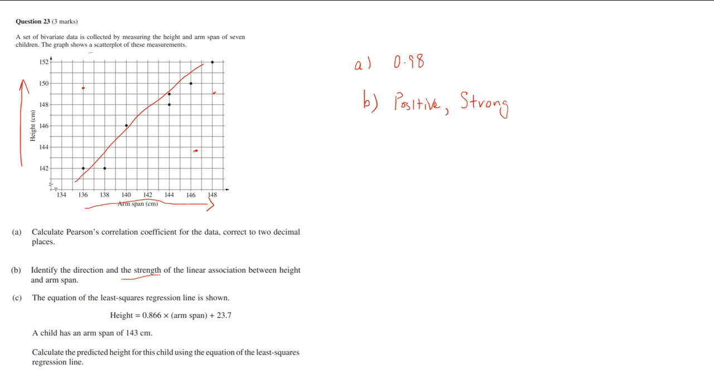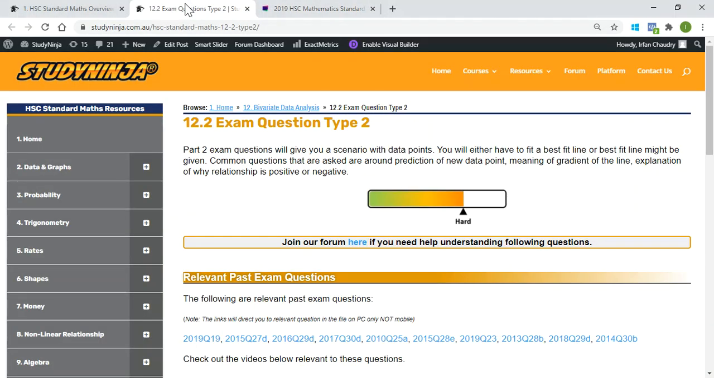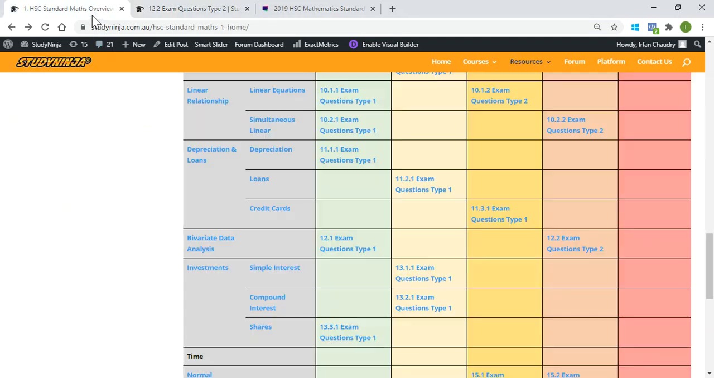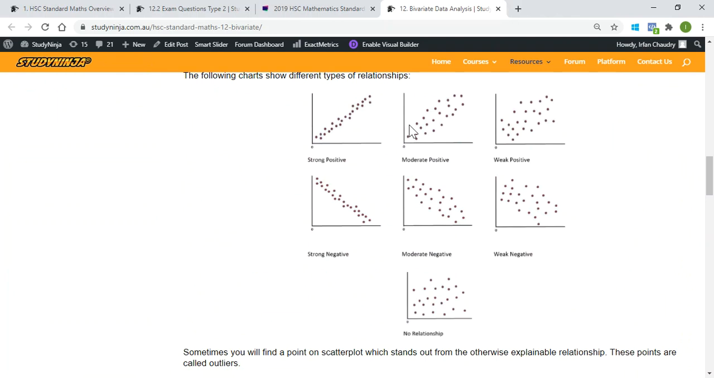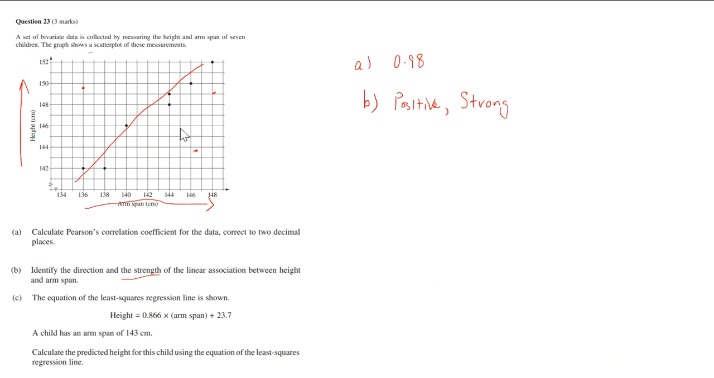Now, to show this further, there are different ways a relationship can be shown. If you go to the theory behind it, go to Bivariate Data Analysis on the StudyNinja site, you will see I have put different kinds of relationships. Something like this, where the points are closely knitted together, is a strong positive relationship. Whereas something like this would be moderate positive, and this is pretty weak moderate, though they're going up, they're not so closely knitted. So in this question, they were very close together, so we'll call it a positive and strong relationship.